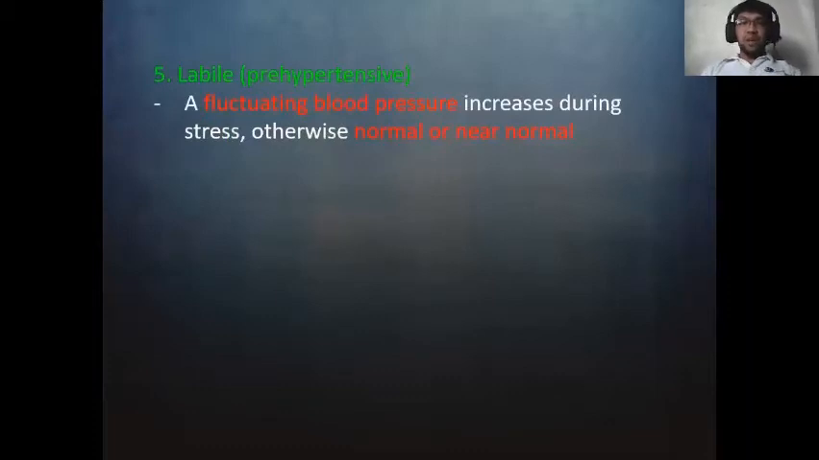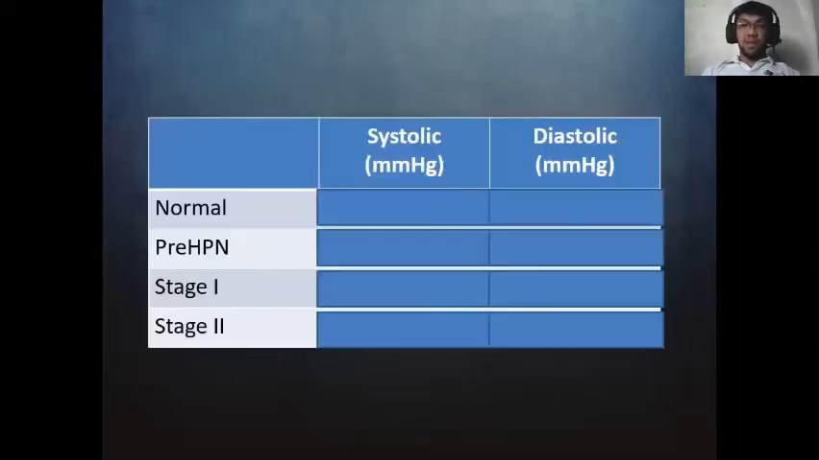Labile or pre-hypertensive. It's fluctuating, from the word itself, labile, fluctuating. So it means it goes to and fro. Fluctuating blood pressure increases during stress, otherwise normal or near normal. So that's labile hypertension.